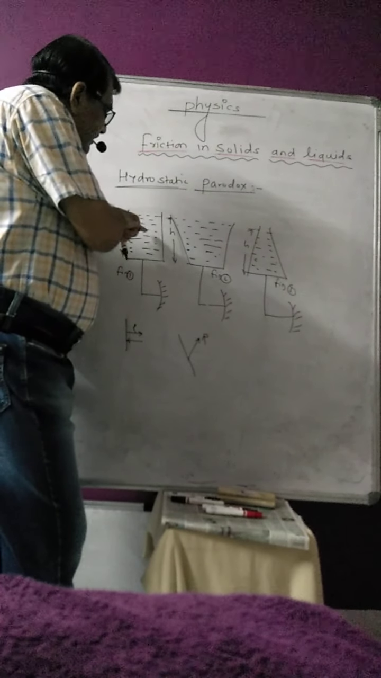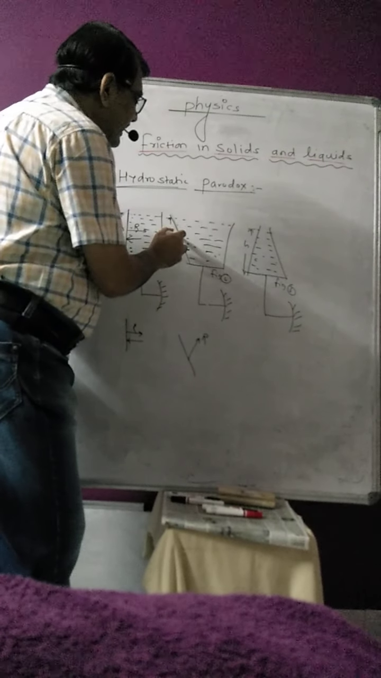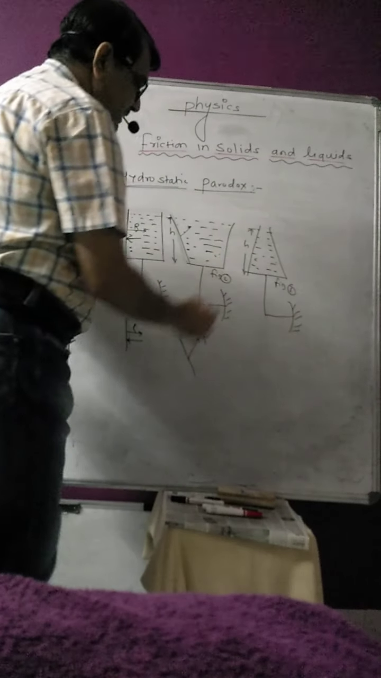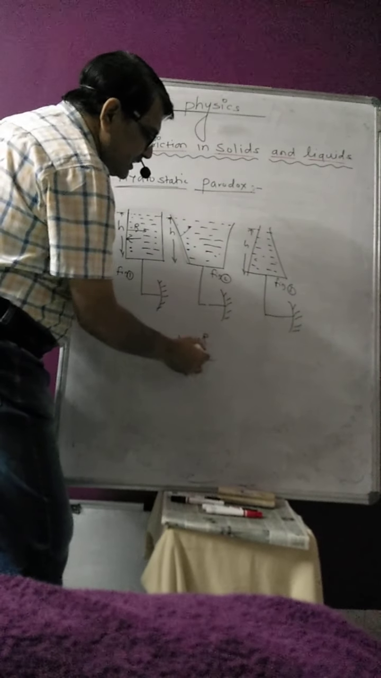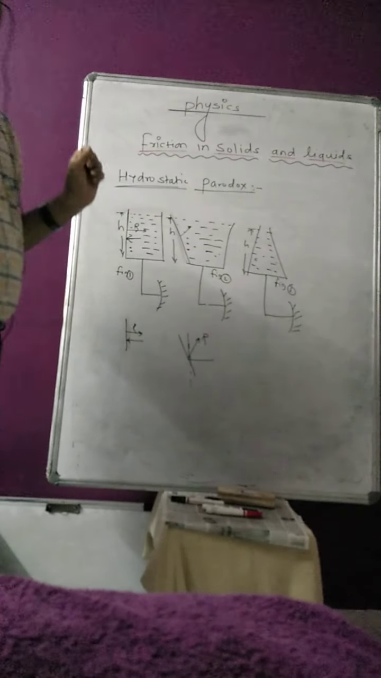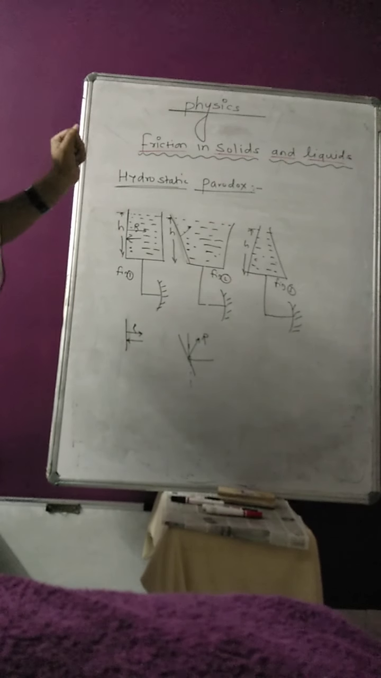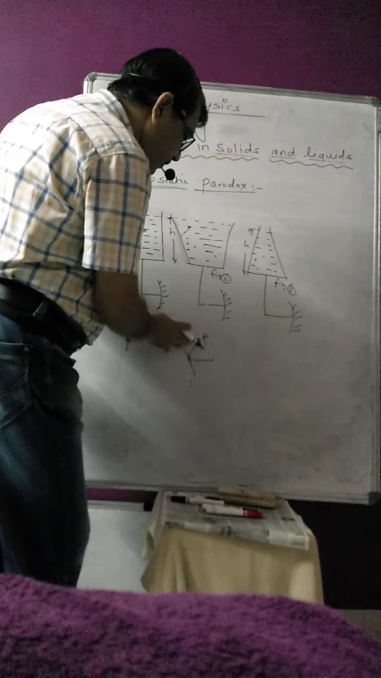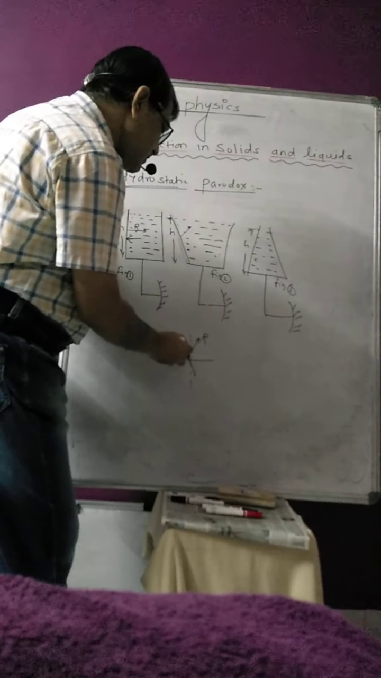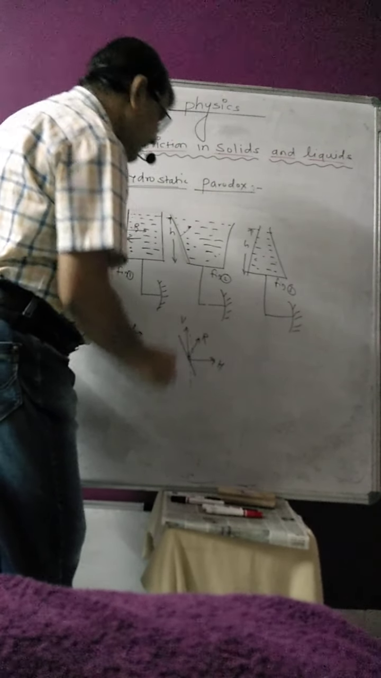Here the action and reaction forces are parallel to each other, but in this case, because the container has this shape, the resultant will be towards this direction. So I have to resolve these two components. Which are the two components? This is the first component, the horizontal component, and this is the vertical component.